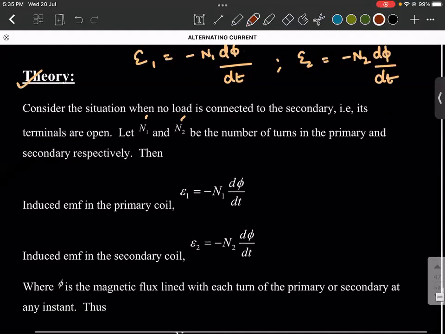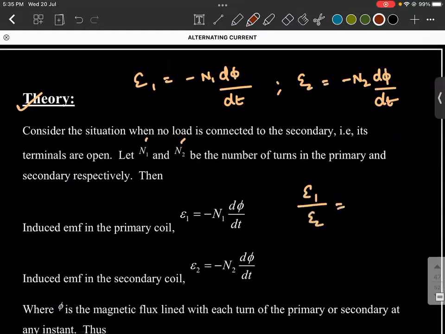Now what I will do is I'll divide both. When I divide both, E1 by E2 will be equal to N1 by N2. So what is E1? The potential difference that is occurring across the primary. E2 is the potential difference, the EMF, across the secondary. N1 is the number of windings in the primary and N2 is the number of windings in the secondary.